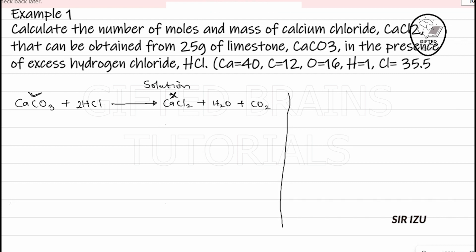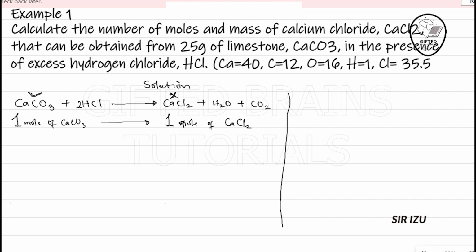And another thing you need to write here is that you are given 1 mole from the coefficient here. This is 1 mole of calcium carbonate. Again, we have 1 mole of calcium chloride. And now 1 mole of calcium carbonate is used to obtain 1 mole of calcium chloride. This is what is obtained from the chemical equation.